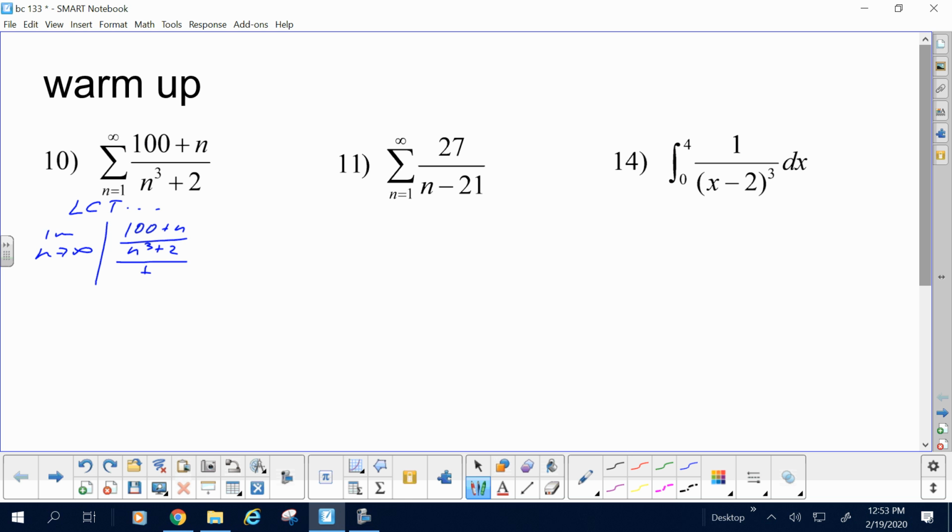Should I make you do the second one in a different way, or no? I'll let you. Yes. All right. Would you want to use direct comparison test on the first one? No, the inequality work would be terrible. So limit comparison makes sense. Would the direct comparison even work for 11? Yes. It would be a case that would work, but if you already started it, that's fine.